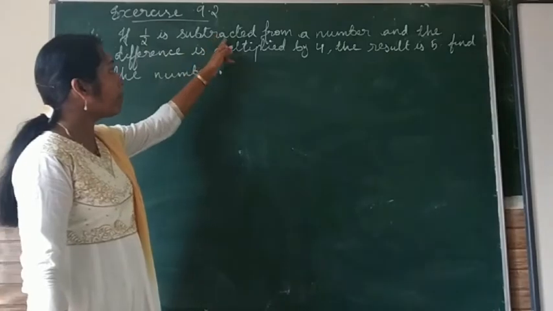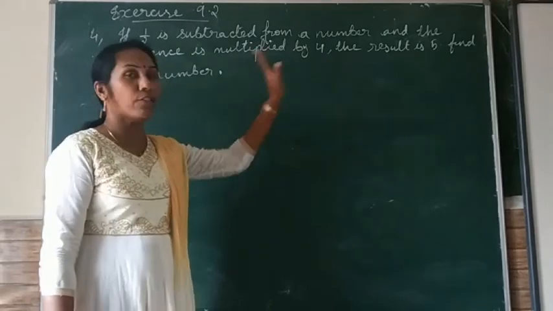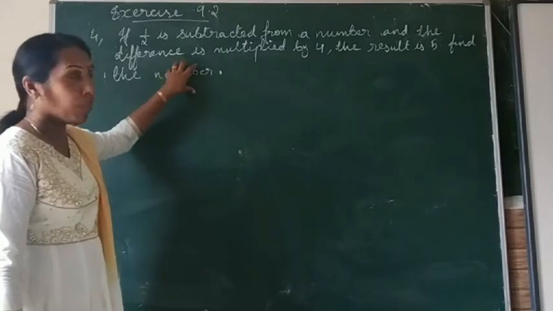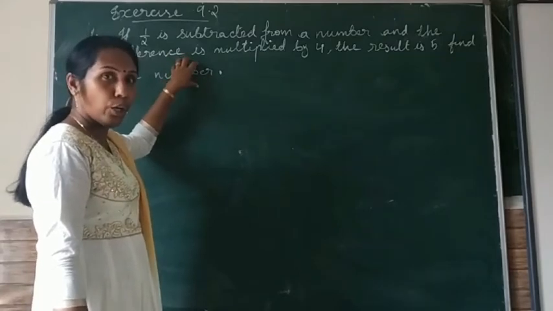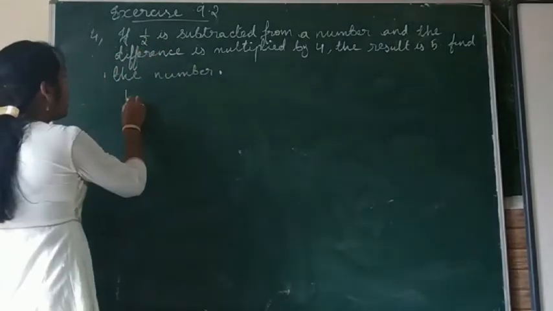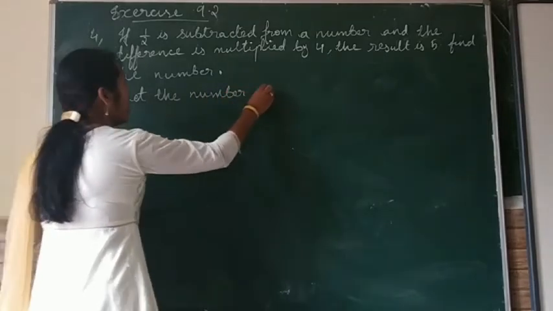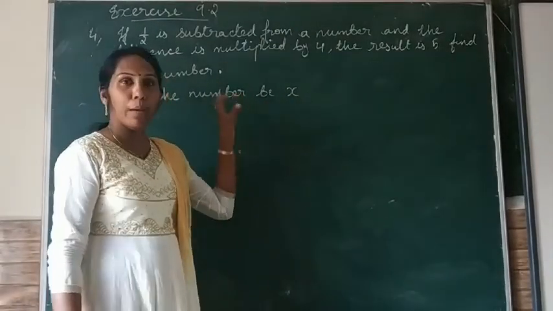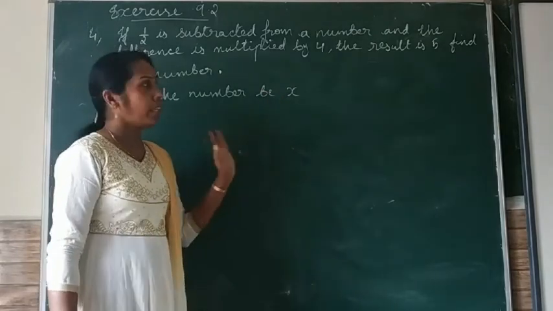If 1 by 2 is subtracted from a number and the difference is multiplied by 4, the result is 5. Find the number. So here what is important is the number. The number which we have to find out is an unknown variable. Let us take it as x. So we write like this: let the number be x. Now we frame an equation in x, and then we solve that equation and find out the value of x.